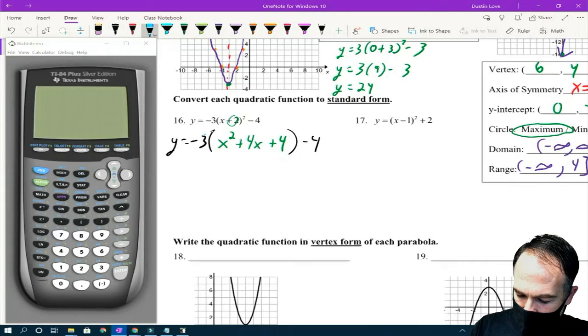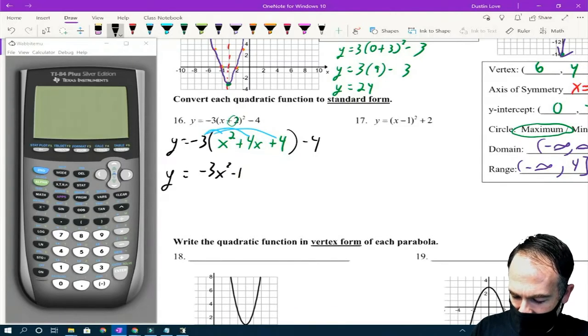All right, now let's distribute the negative 3. Negative 3x squared. Negative 3 times 4x is negative 12x. Negative 3 times 4 is negative 12 minus 4.